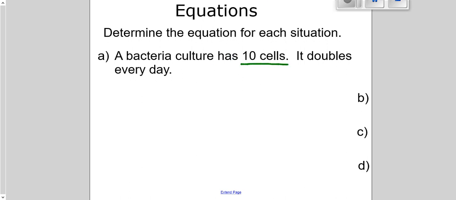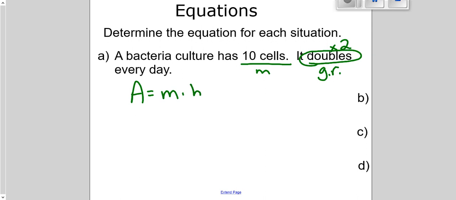This is our starting point. This is how much it has to begin with. And here's the other keyword, it doubles. So doubles means times 2. That is my growth rate. So I'm going to call that my GR, my growth rate. So we know that the amount of bacteria is M times B to the X. And in this case, M is 10. B is 2, that's my growth rate, to the power x, which we don't know how much time has gone by. All right, let's try another one.